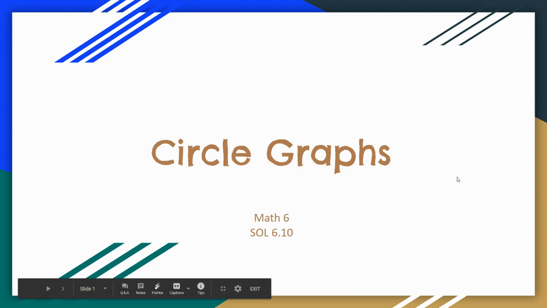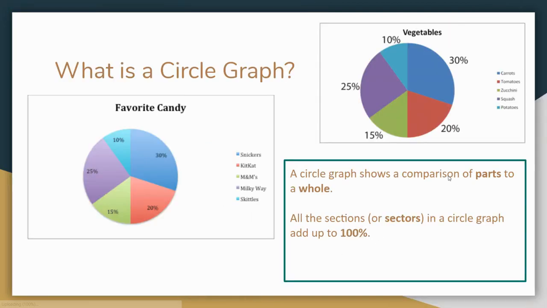So today we're going to talk about circle graphs. So what is a circle graph? Here are two picture examples of circle graphs, also called pie charts or pie graphs. Circle graphs show a comparison of a part to a whole. And the entire graph makes up 100%.